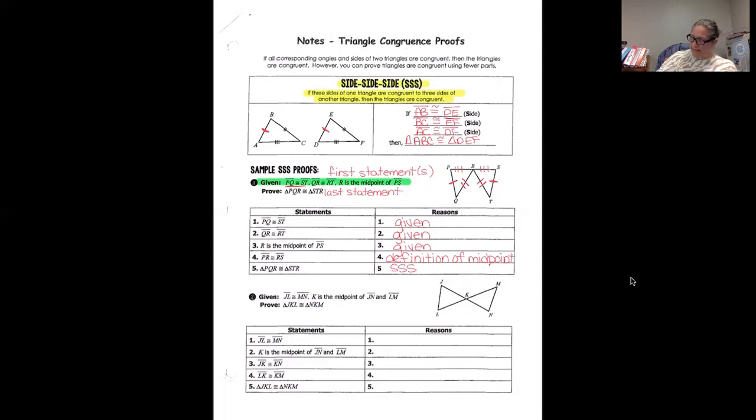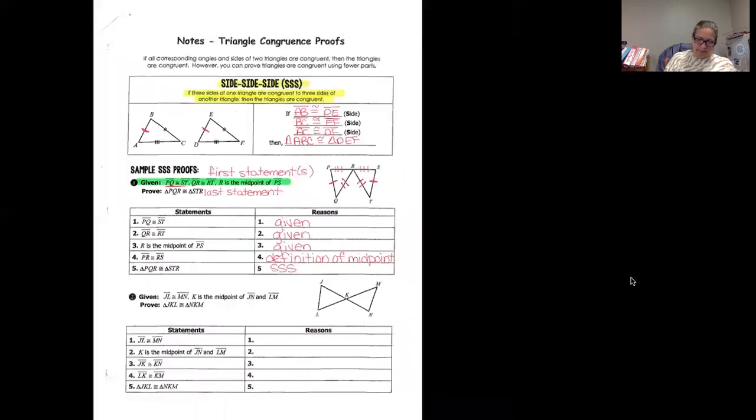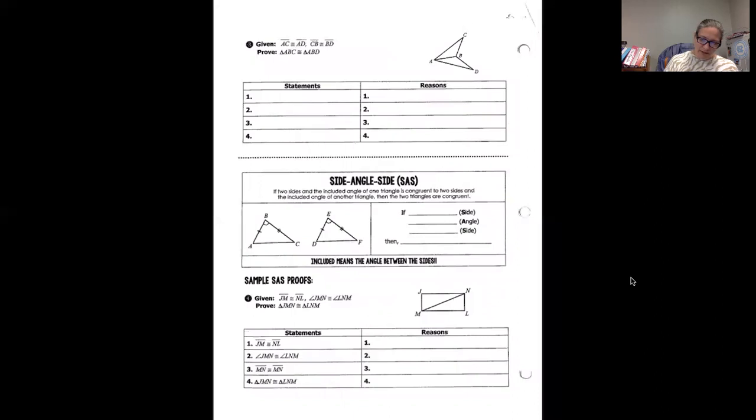All right, let's take a look at our next page and look at problem number 3. AC is congruent to AD. CB is congruent to BD. Prove the two triangles are congruent.